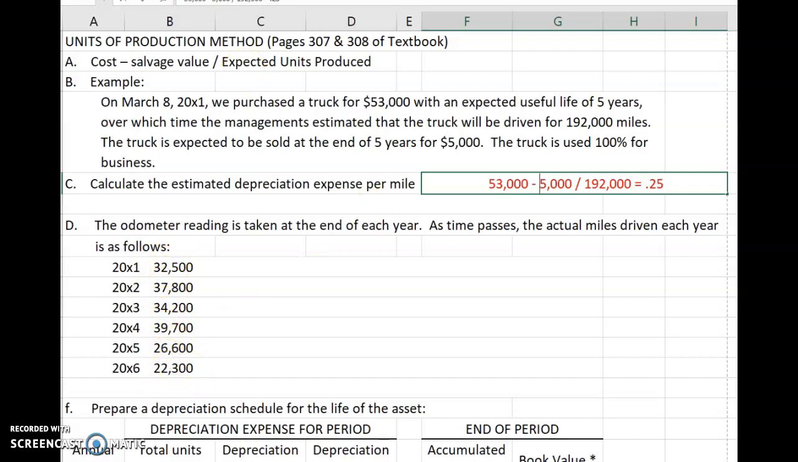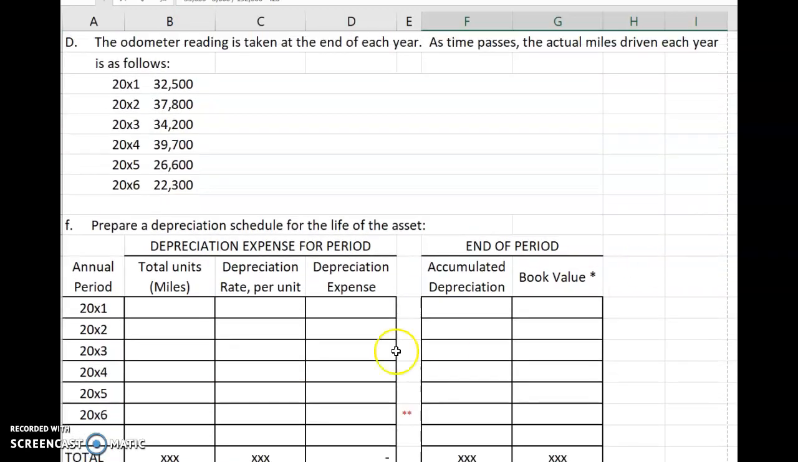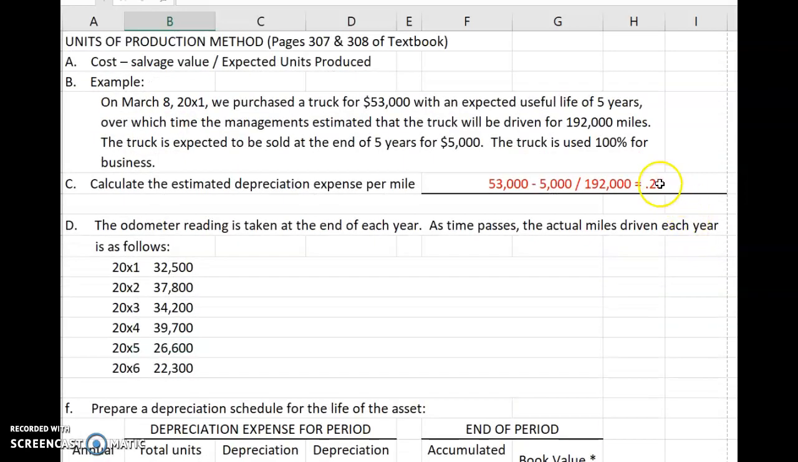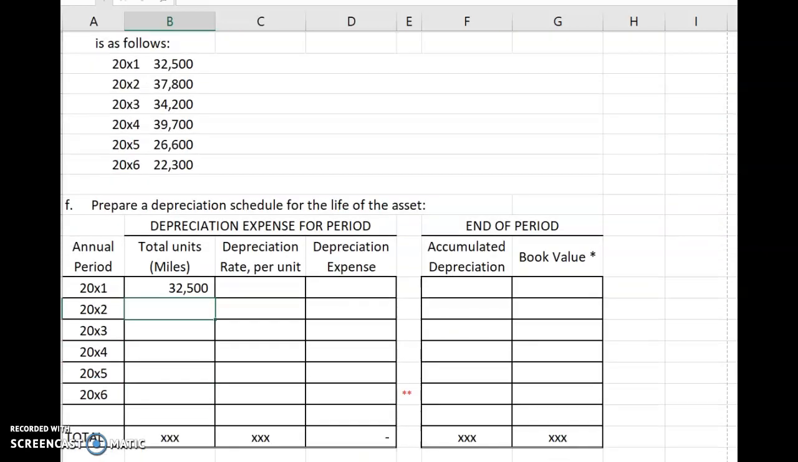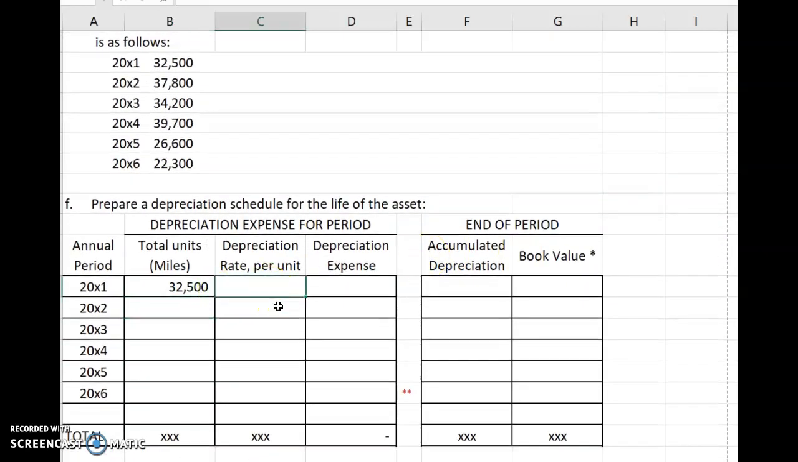The depreciation expense is really easy to calculate. Total miles driven in X1 were 32,500. That comes from right here. What's the depreciation rate per mile? 25 cents per mile. Therefore, depreciation expense for year 1 is the actual miles driven times the rate per mile, $8,125.